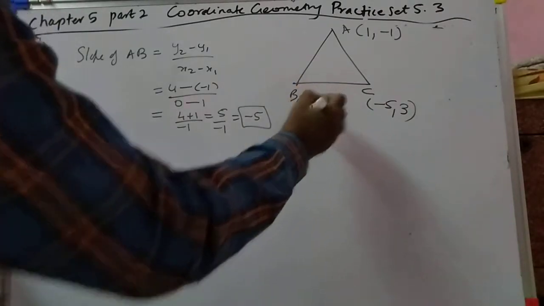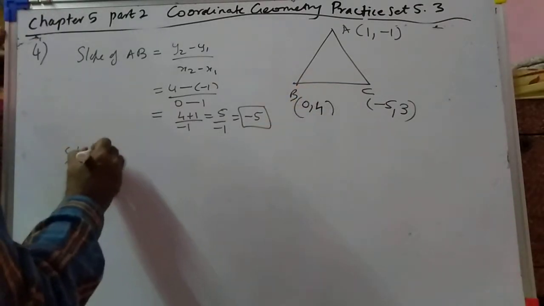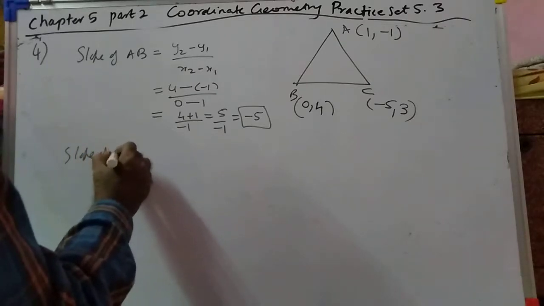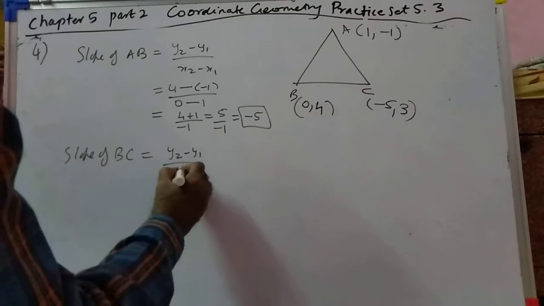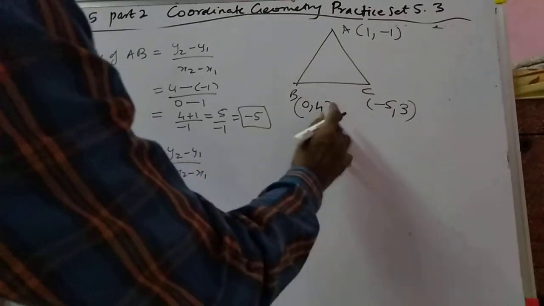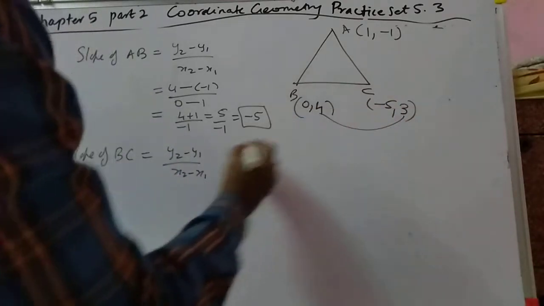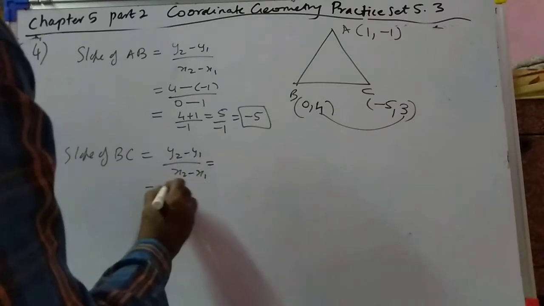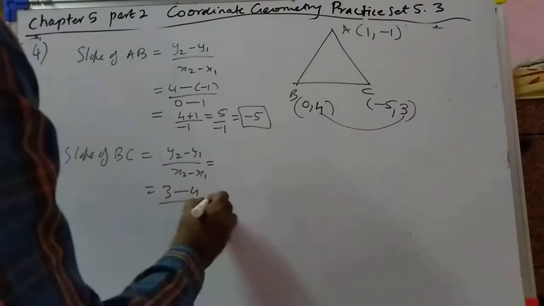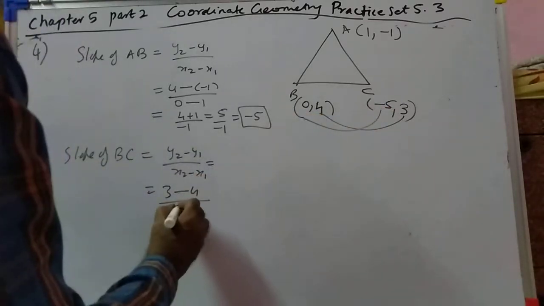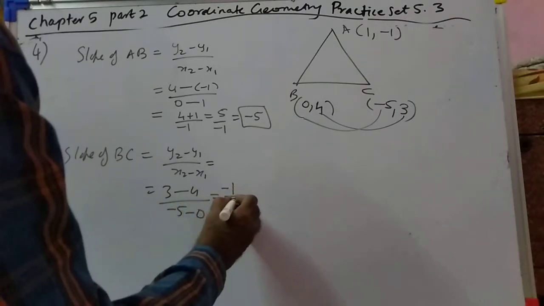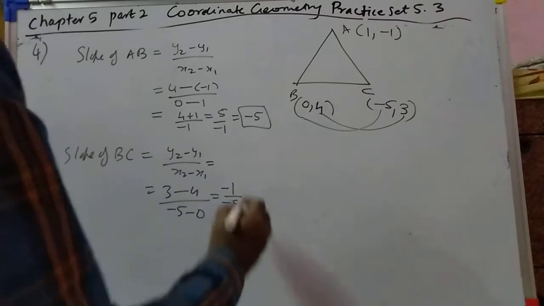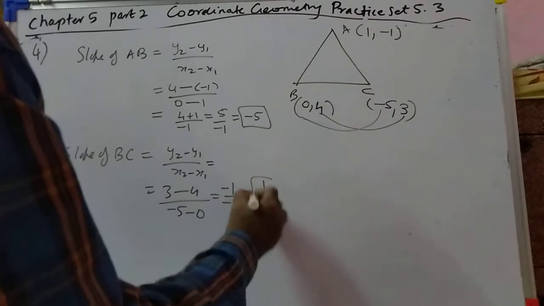Okay. Now let us calculate for this side. Slope of BC: y2 minus y1 upon x2 minus x1. It is already given here for BC, so it is 3 minus 4 minus 5 minus 4, minus 1 upon minus 5, that will become 1 upon 5.